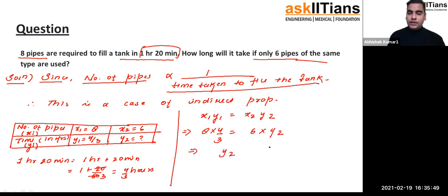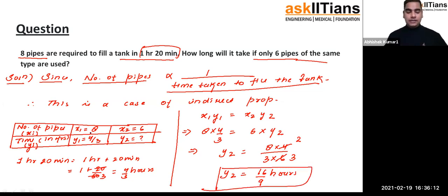You will get y2 is equal to 8 into 4 upon 3 into 6, right? You can cancel 6 by 2 3 times, and you can cancel 4 by 2 2 times. So you are going to have y2 is equal to 16 over 9 hours. That means the time that would be taken by 6 pipes of the very similar type, means the diameter is same, the material is same, everything is same. If you reduce the number of pipes from 8 to 6, then the time taken will increase, and the time that will be taken by 6 pipes to fill the same tank would be 16 over 9 hours. I hope it is clear. Please note it and let me know if you have any doubt in this.